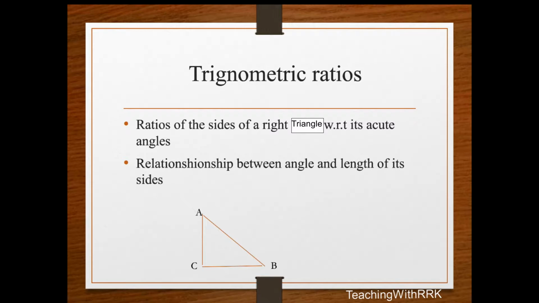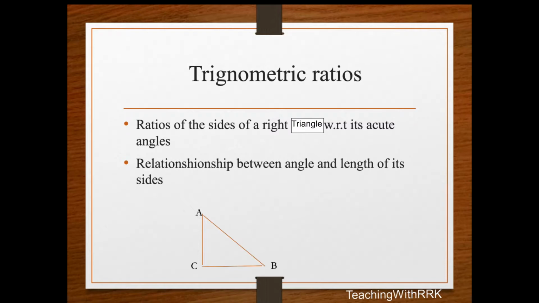For a triangle, by the angle sum property, the sum of angles in a triangle is 180 degrees. Here angle C is 90 degrees. So the sum of A and B is 90 degrees. That means both A and B are acute angles. So we are finding out trigonometric ratios for these acute angles. Here the acute angles are angle A and angle B.